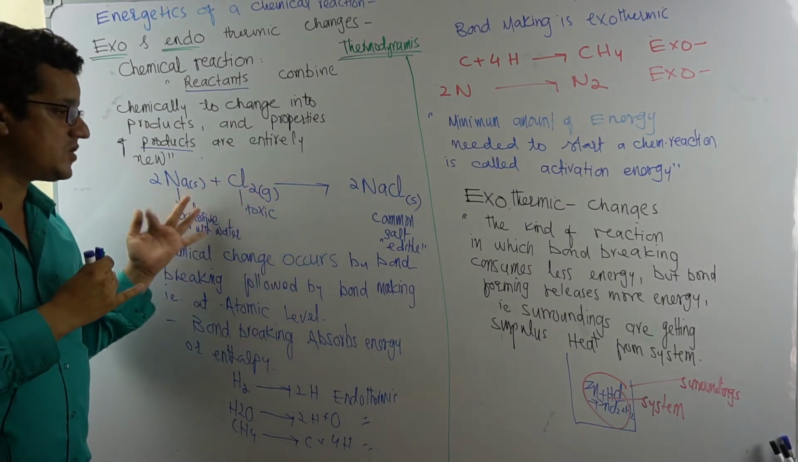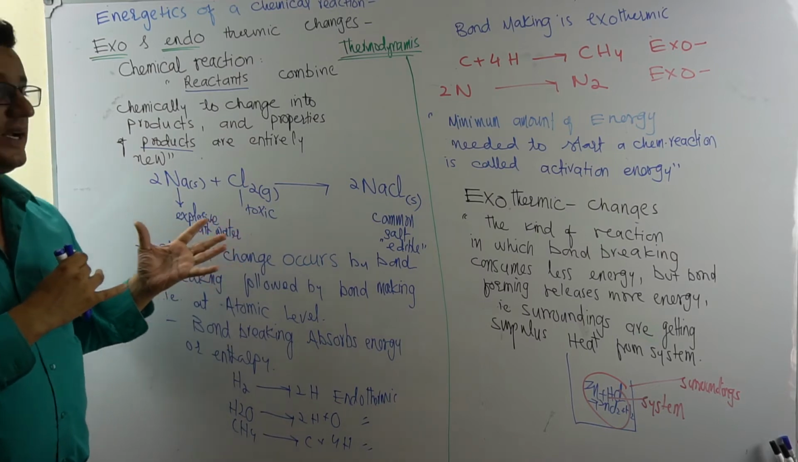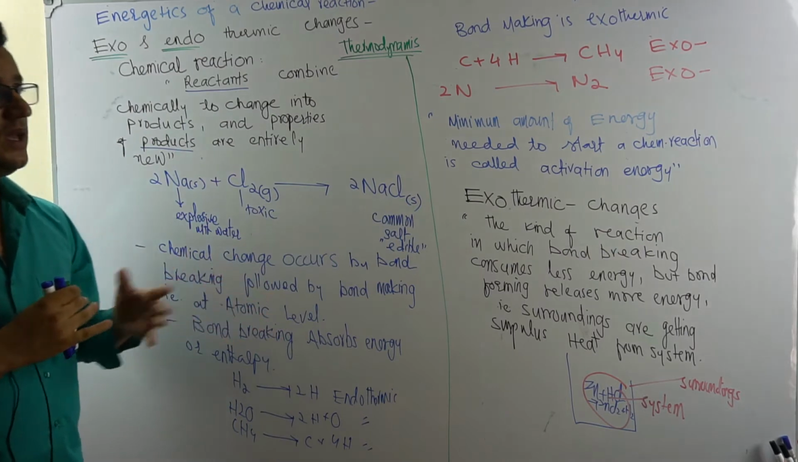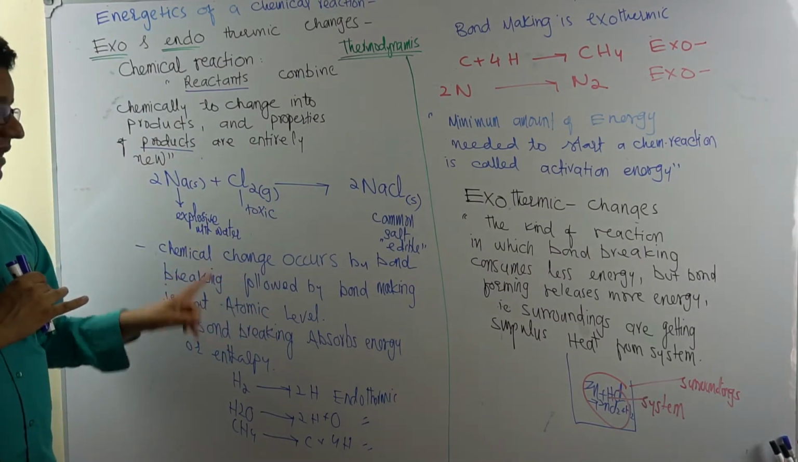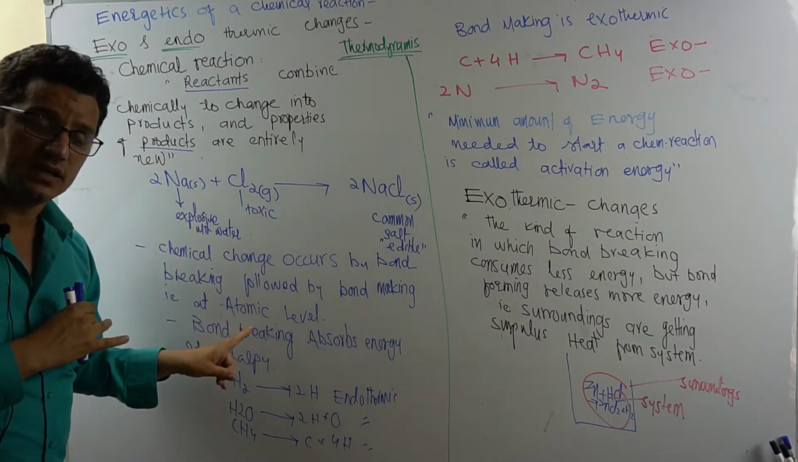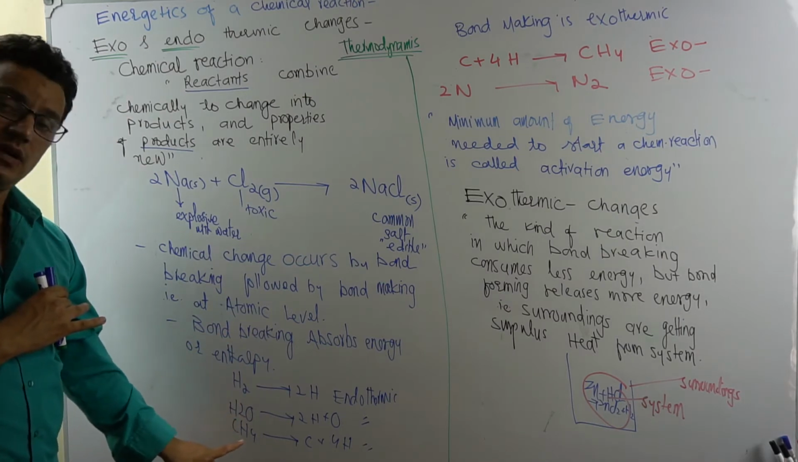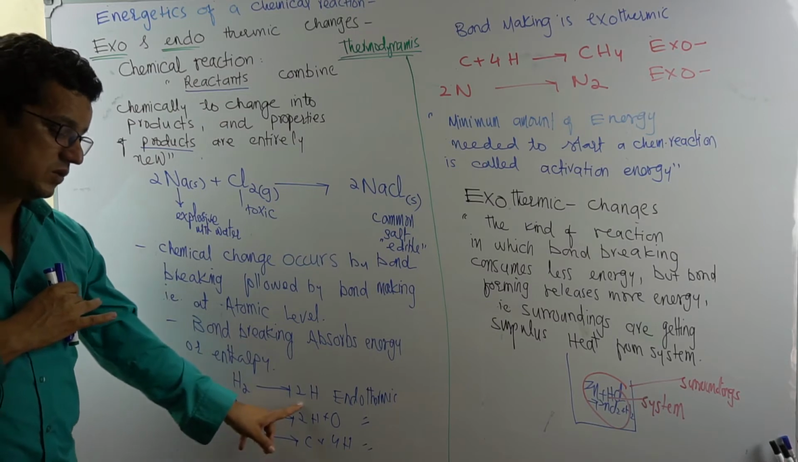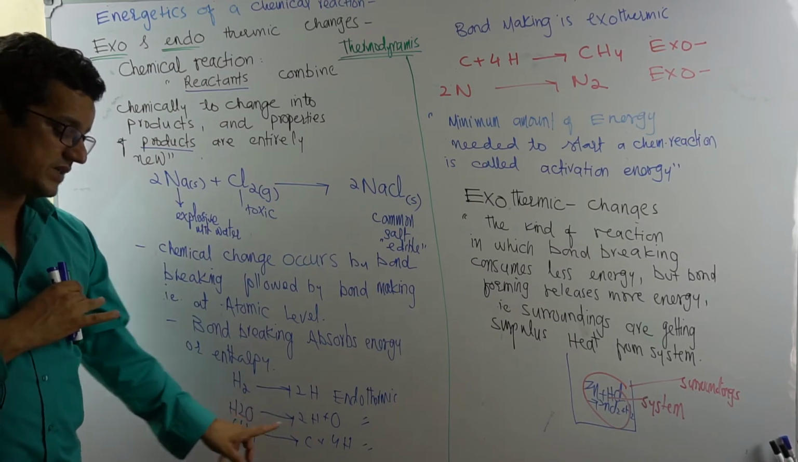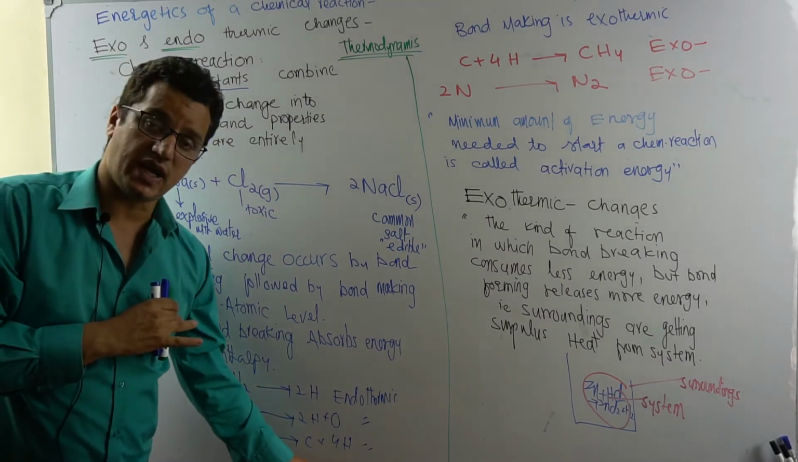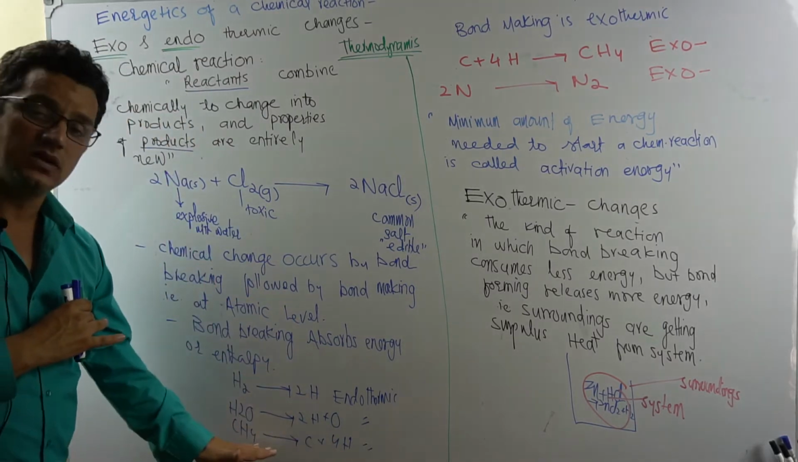Individually they are in atomic form, and later on they are sent into an ionic bond between sodium and chlorine. So a chemical reaction occurs by bond breaking. Look at that: hydrogen molecule, water molecule, methane molecule. Water has two hydrogen atoms and an oxygen atom, and methane has one carbon atom and four hydrogen atoms. Now they are shattered into atoms.